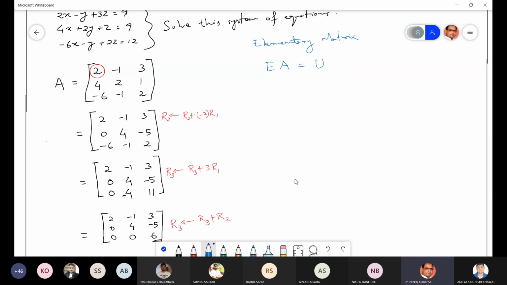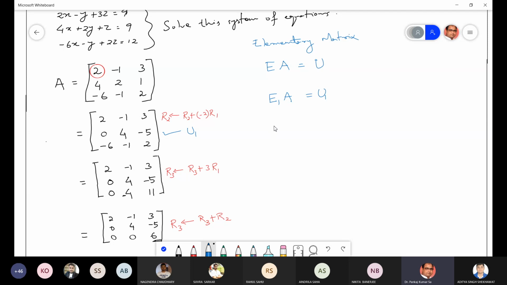Okay. So this particular operation, the very first operation, actually resulted in this matrix. This I can write as E1, let us say E1 is my first elementary matrix, times A, that gives you this particular intermediate matrix. Let me call this one U1.